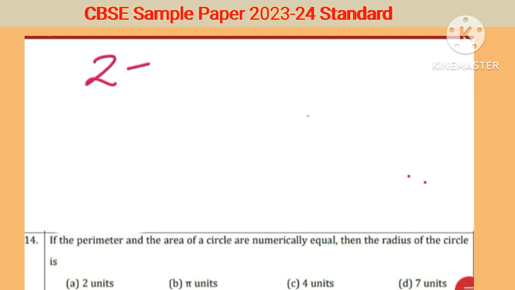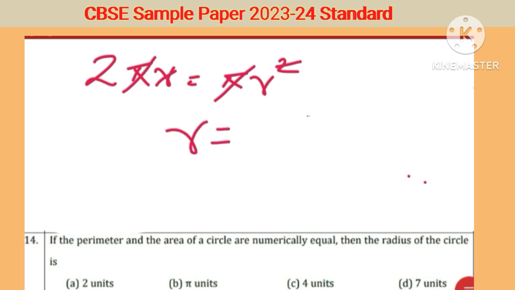Now we know that perimeter of a circle means circumference and area is pi r square. If they are numerically equal, pi and pi get cancelled, r gets cancelled with 1 r, and we get r as 2 units. Right? So A becomes our right answer.